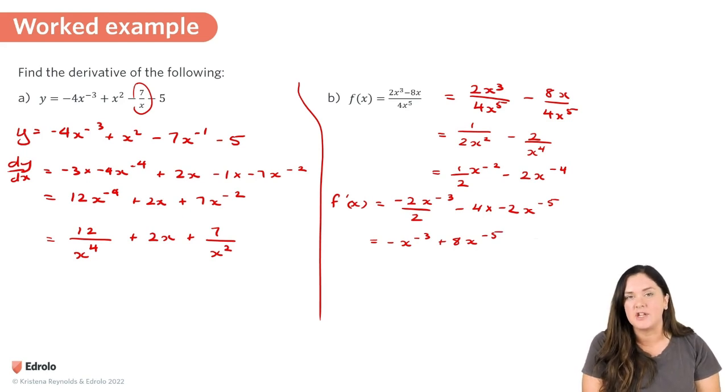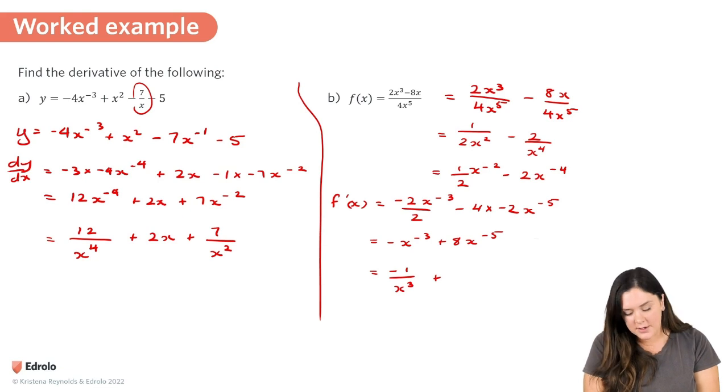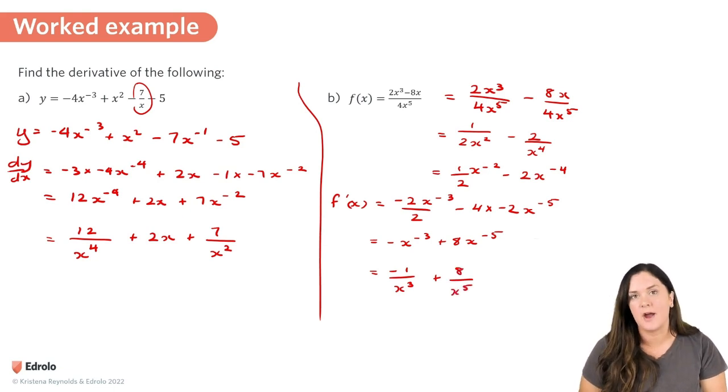And again, if we want to change it into positive indices, so making our fractions, we can do that. We're going to leave that negative at the top there for our first term. So we'll have negative 1 as a numerator, and then x to the power of 3 as a denominator, plus, and then our 8 is going to be at the top there, over x to the power of 5.